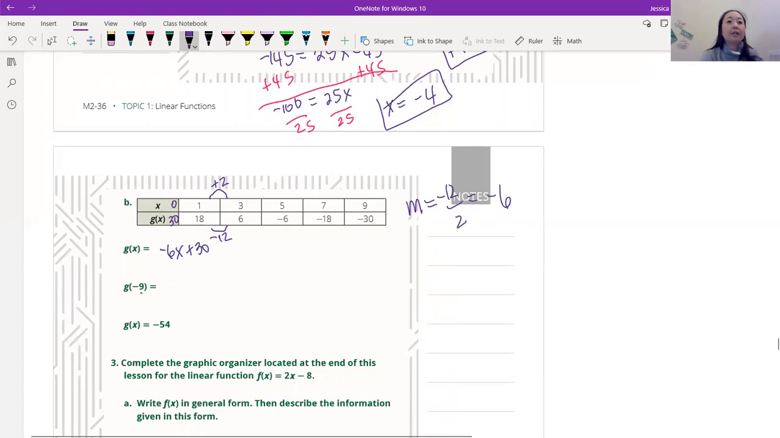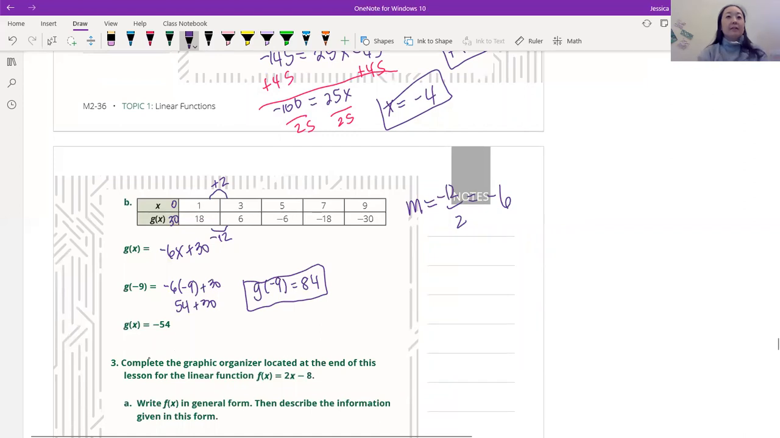Now, if we take a look at this, what would g of negative 9 be? Well, plug in negative 9. So negative 6 times, instead of x, we're going to put in negative 9, plus 30. And order of operations says negative 6 times negative 9 is 54. Plus 30, so that's going to be altogether 84. So g of negative 9 is equal to 84.